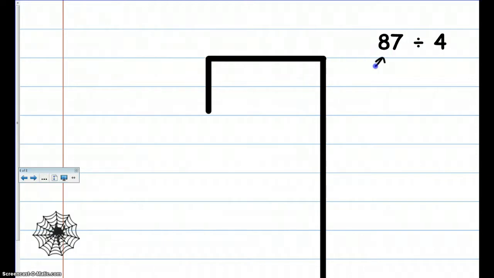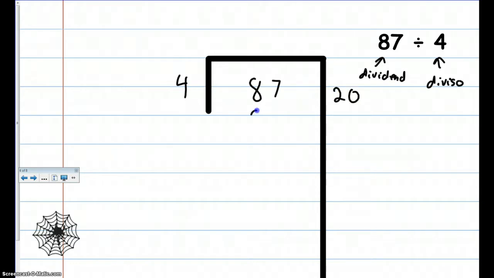This number right here, this is the dividend. That goes under the house. This number right here is the divisor. That goes on the outside of the house, and that number is going to be 4. Now, how many times does 4 go into 87? Well, I know 4 times 10 is 40. 4 times 20 is 80. So I'm going to write 20 over here. 4 times 20 is 80.